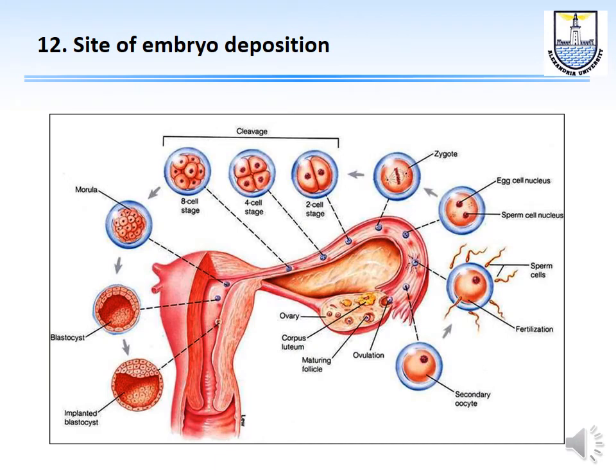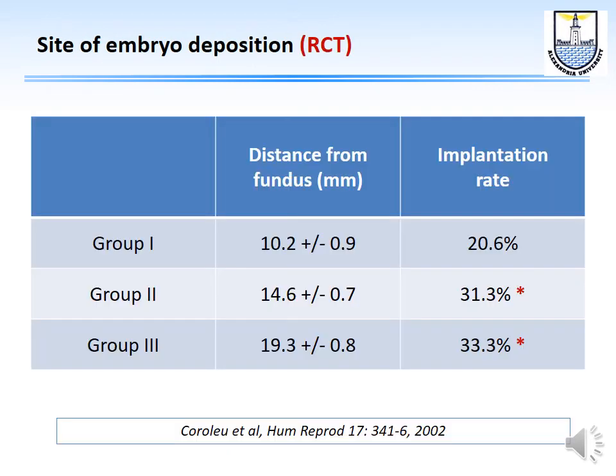What about the site of embryo deposition? Let's have a look. Well, Coroleu from Italy conducted this randomized controlled trial, and they showed that the further you stay away from the fundus, the better. You see, in group 1, they put the embryos at 10 millimeters away from the fundus, and the success rate was 20. But when they went a little bit further from the fundus at 15 millimeters, 131, and at 20 millimeters, 133. So yes, we should not be too near to the fundus.